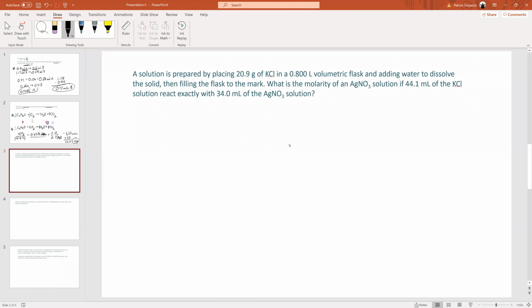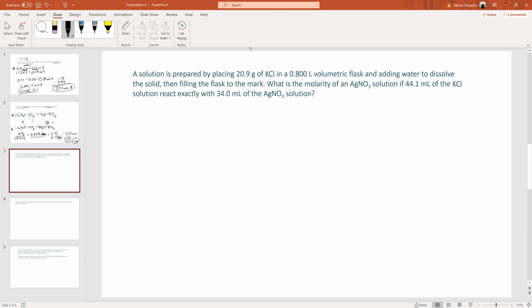In this video, we're going to cover a few more select stoichiometry problems that really encompass every important concept that we learned in Gen Chem so far. So let's start. A solution is prepared by placing 20.9 grams of KCl in a 0.8 liter volumetric flask and adding water to dissolve the solid. Then the flask is filled to the mark. So basically it's saying we have this many grams in 0.8 liters of solution.